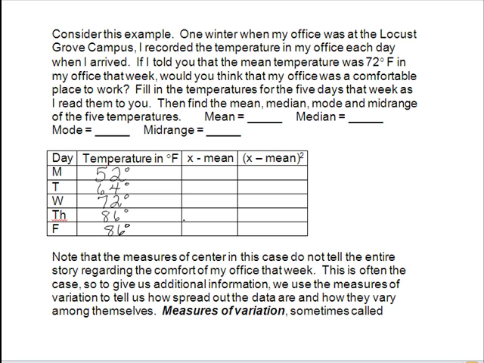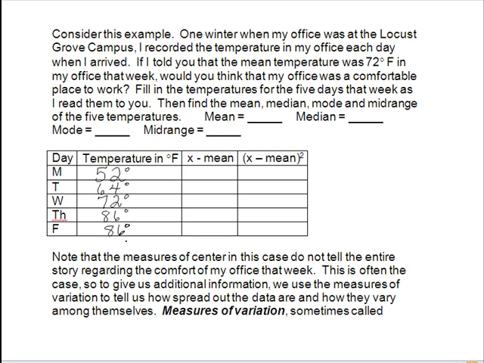So as you can see, I was really only comfortable on Wednesday. So I only had one day of comfort in that week where the mean temperature was 72 degrees. So what is the measure of center, 72 degrees, not telling? It's not telling that the temperature ranged from 52 degrees to 86 degrees.